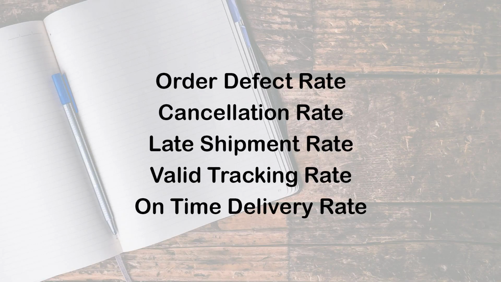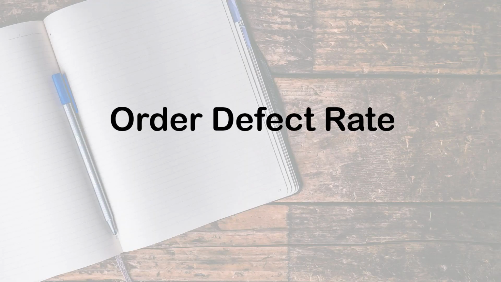Now, there's a number of different things we need to check on, and these are things like our order defect rate, our cancellation rate, our late shipment rates, valid tracking rate, and our on-time delivery rate. Now, these are specific to FBM, so if you do an FBA, you don't need to worry about these. Amazon are fulfilling all those orders for you. So firstly, we'll just take a look at that order defect rate.